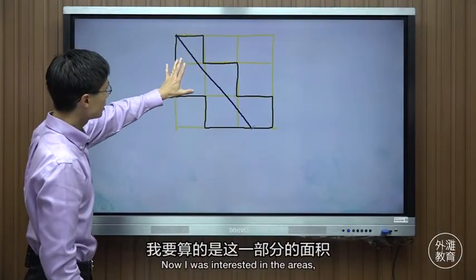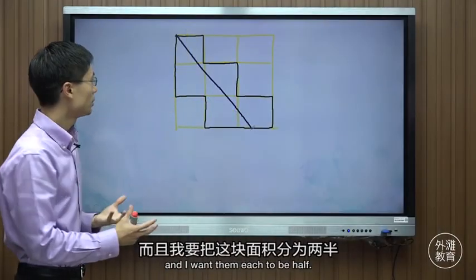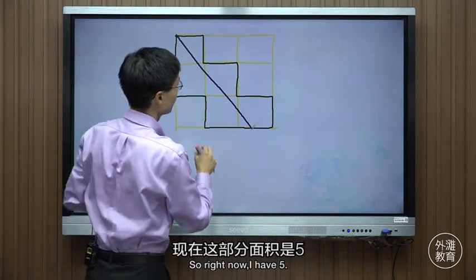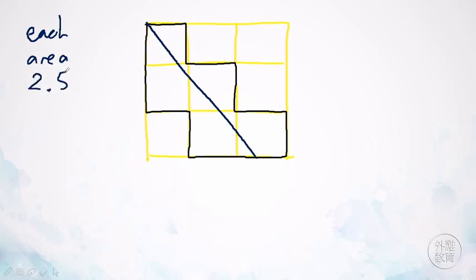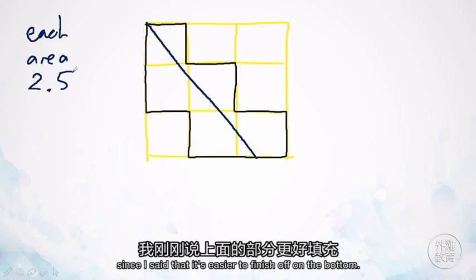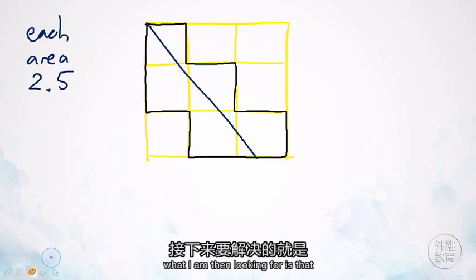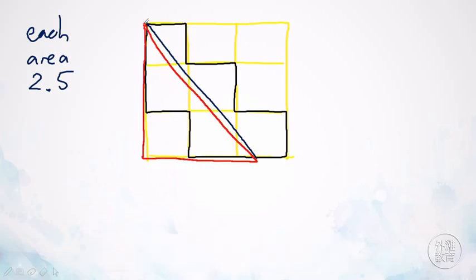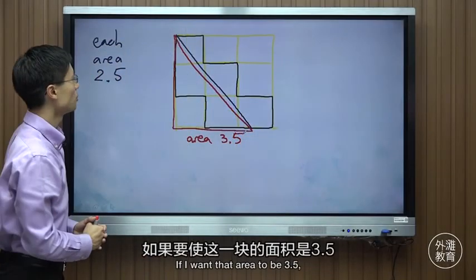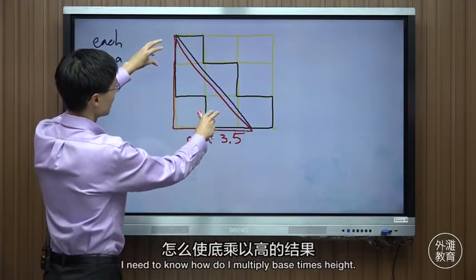Now, I was interested in the areas, and I want them each to be half. So right now I have 5, and so I want each area to be 2.5. Since I said it's easier to finish off on the bottom, what I'm then looking for is I'm then wondering how to make this triangle have an area which is 3.5.